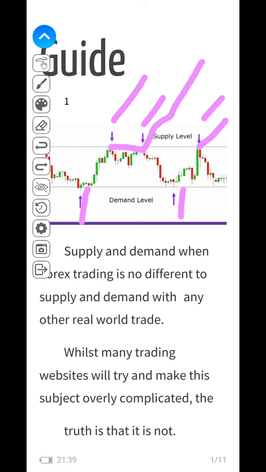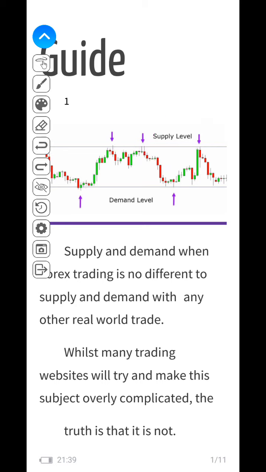These are so important that we need to understand them very, very well. Supply, then we are able to see demand. Supply is where the price drops. Then demand is where the price goes up. So supply and demand is very, very important.